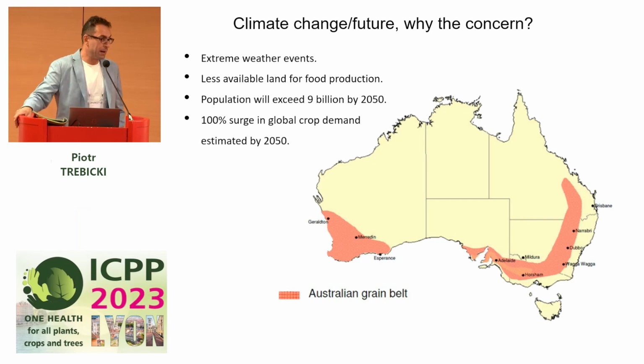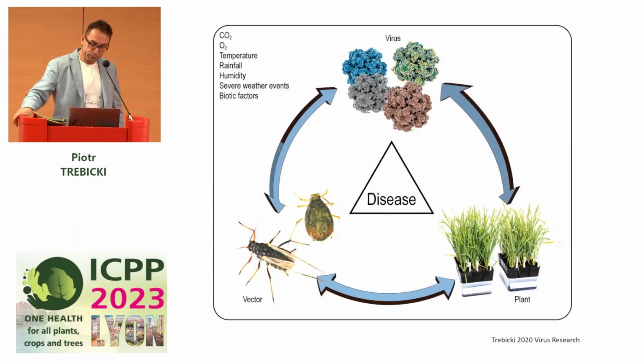I'm just showing here a map of Australia where we actually can grow food. So, for a big continent like Australia, we don't have that much space, and predictions are that this area is going to shrink. So I think it's very critical to understand insect-plant pathogen interactions. Obviously, disease is a function of those interactions, and different parts of this disease triangle, as you can see, are going to be affected in different ways. So we have to be smart about it.